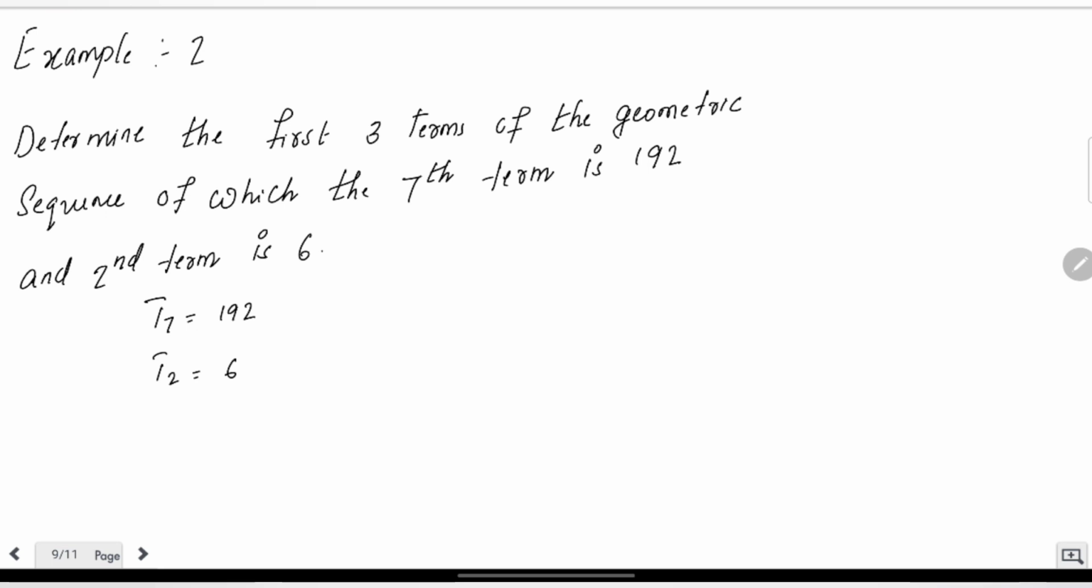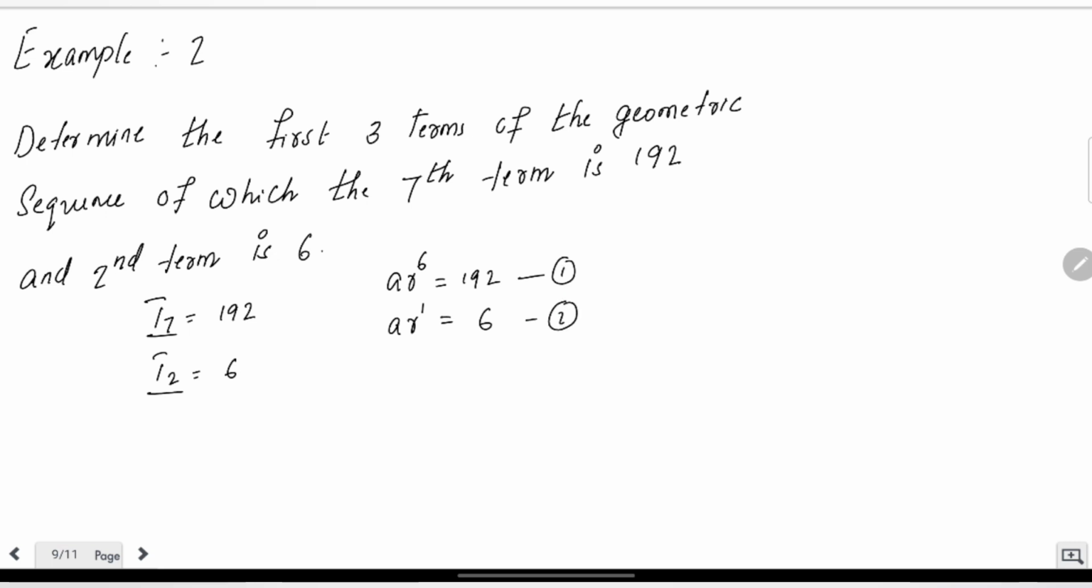All right, so we need to know a and r, so you have to bring those. You have to use the formula. What is T7? You have to replace T7 and T2. T7 is ar to the power 7 minus 1, that is 6, is equal to 192, isn't it? Then next one, T2. How do you write T2? ar to the power 2 minus 1, that is 1, is equal to 6. Okay, now what we are going to do, we got two equations. This is the first equation and this one is the second equation.